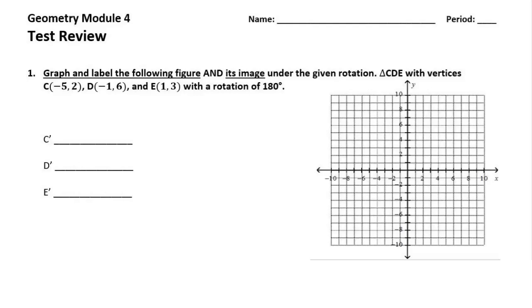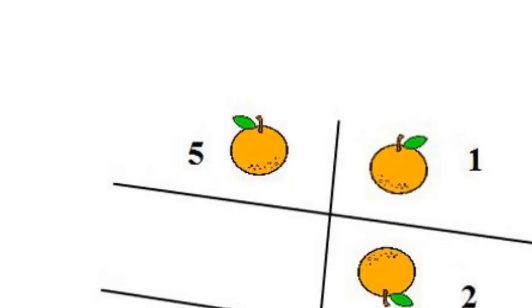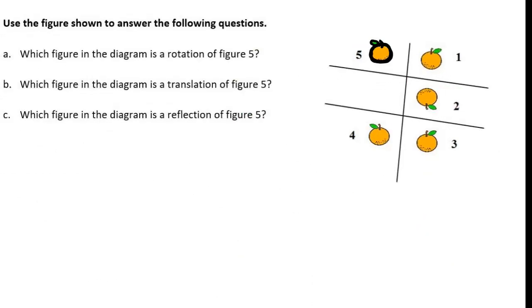All right, so problem number 2, right over here. Which figure in the diagram is a rotation of figure number 5? So figure number 5, I'm going to trace over this. This is where tracing paper might come in really handy when you're on the test. Even though I know we're not talking about symmetry here, I'm going to trace over my orange. The leaf is over here on the left side of the stem.